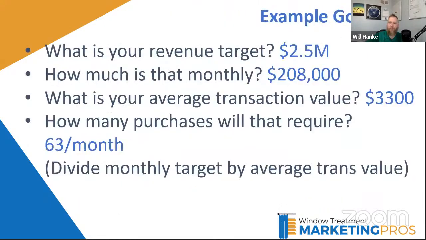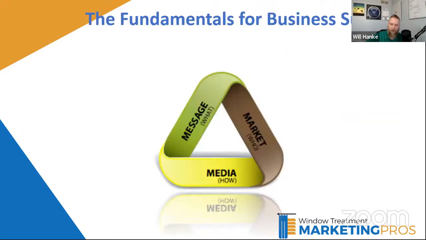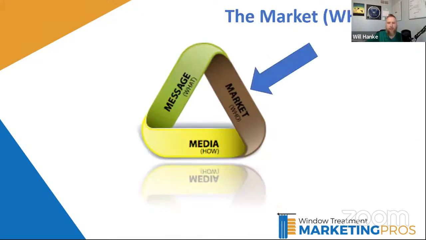All right, so let's talk a little bit about how you're going to get there, right? In the world of business success, there are three basic pieces, fundamentals, in order to succeed, especially online. The message, or what you're telling people; the market, who you're talking to; and then the media, how are you going to talk to those people? So I want to go through each one of these and explain them, because it's very important to have these three pieces in place so that you know exactly, from a marketing standpoint, how you're going to move forward to hit those goals.